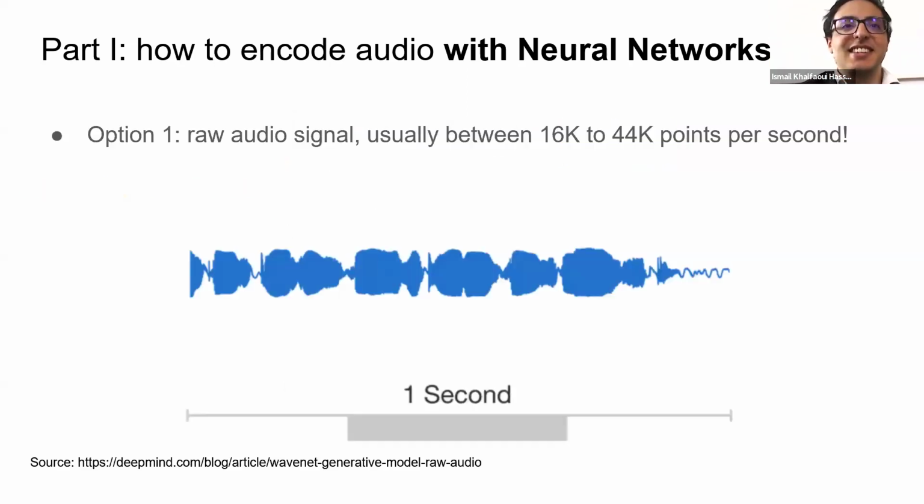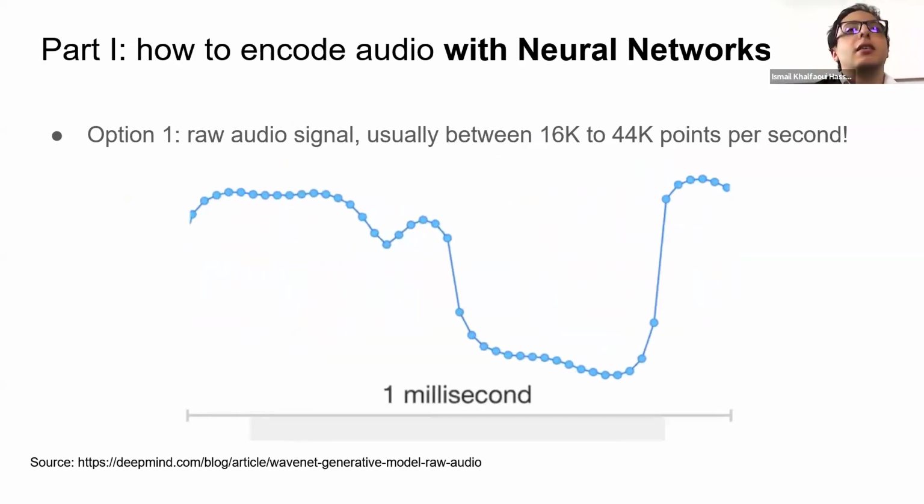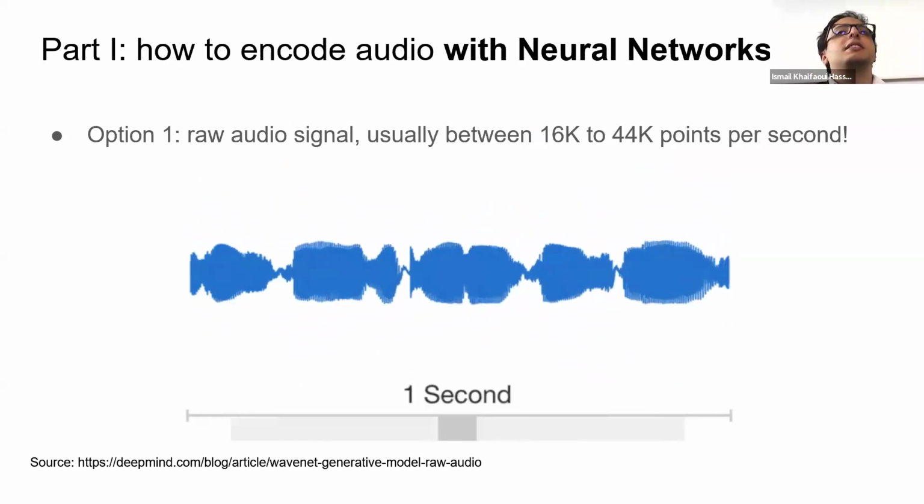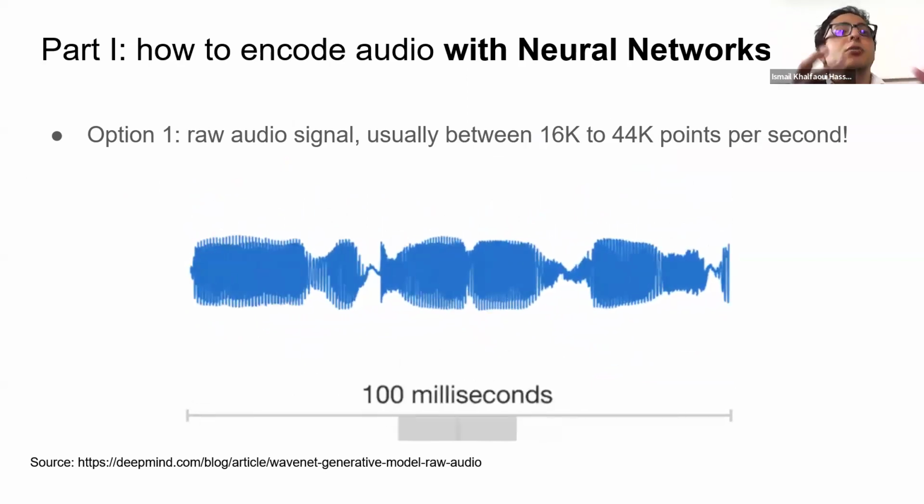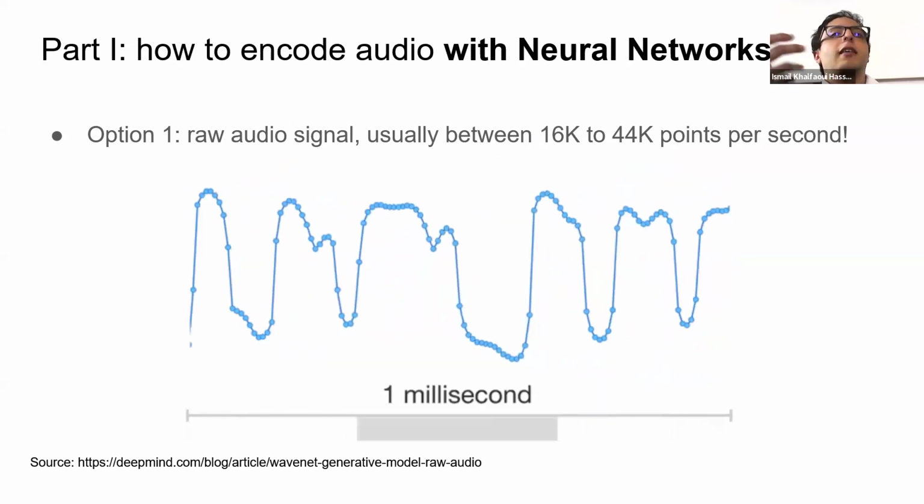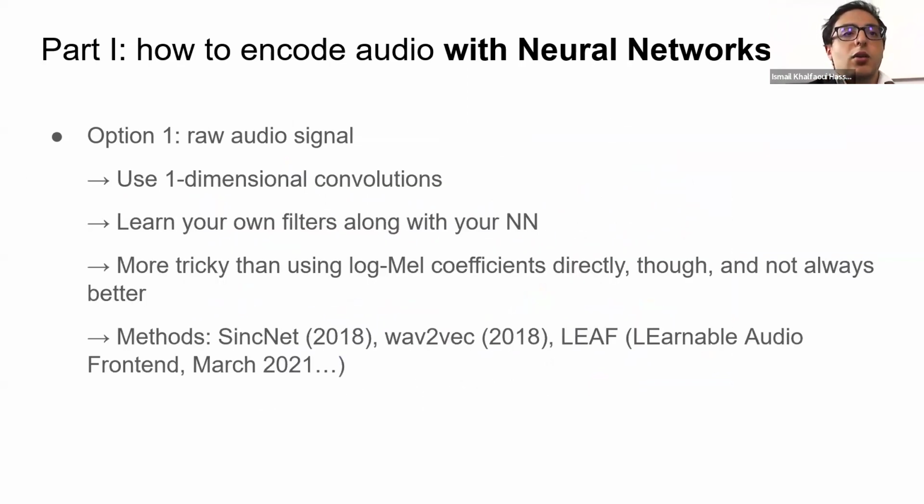Okay, nice. So here is the point I said before. A raw audio signal is usually sampled at 16K or 44K. The reason is that we want to be beyond the Shannon frequency to not have any loss of information. So option one is to use the raw audio signal to train an audio recognition system.